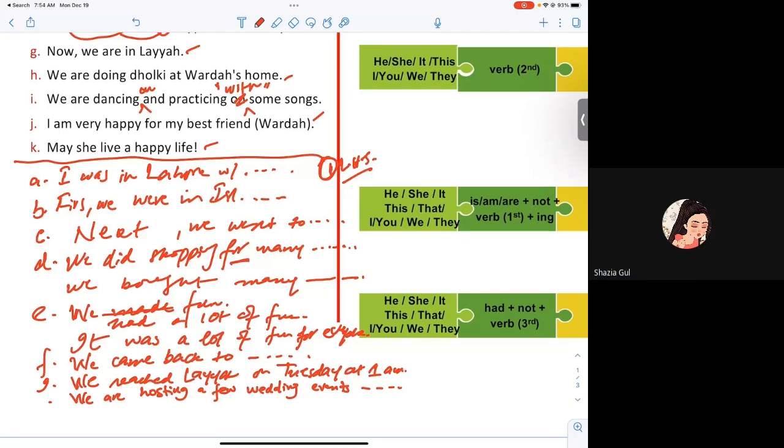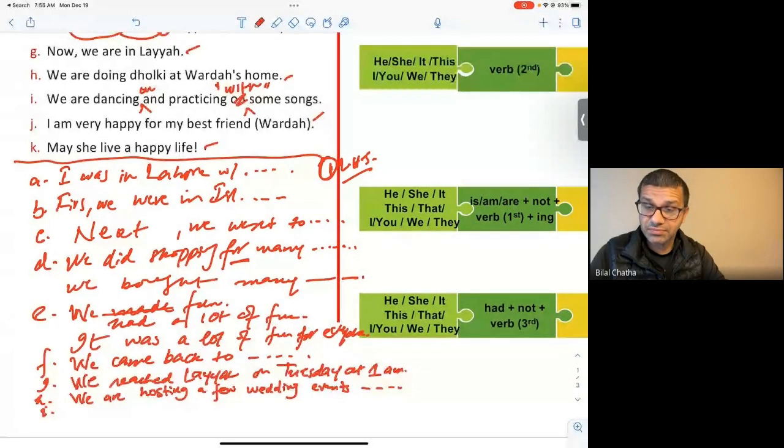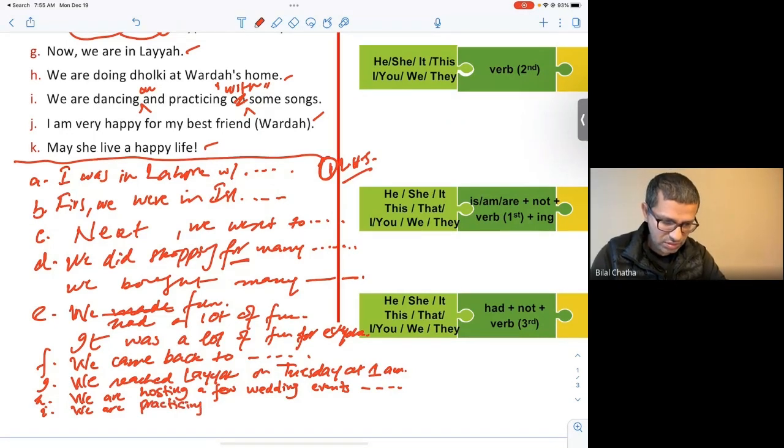Sir, can we say we are practicing dance on few songs? Yeah, dance routines. Okay. We're practicing a few dance routines, right? So: we are practicing a few dance routines.